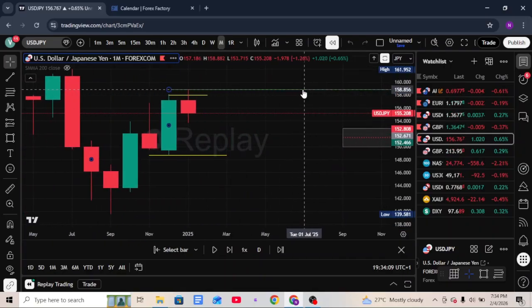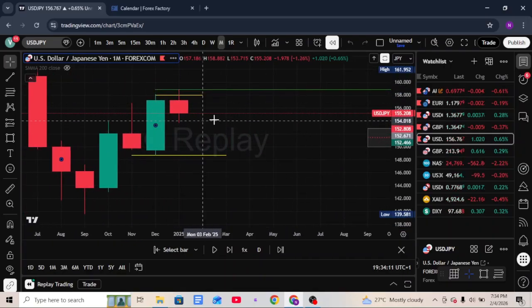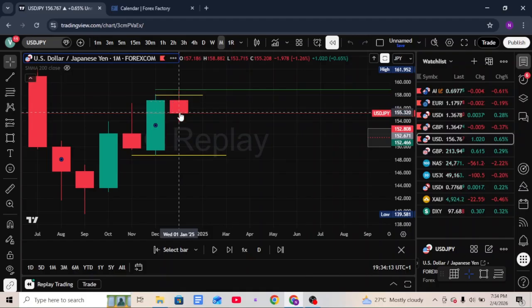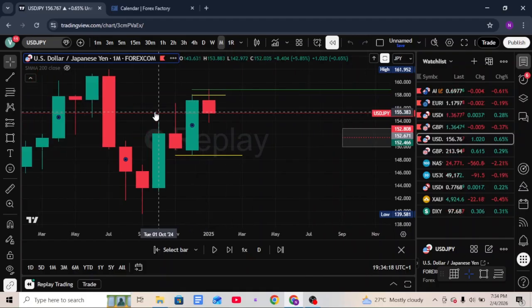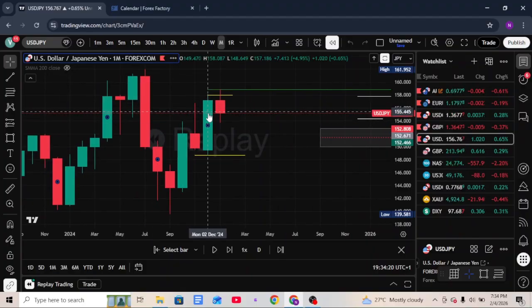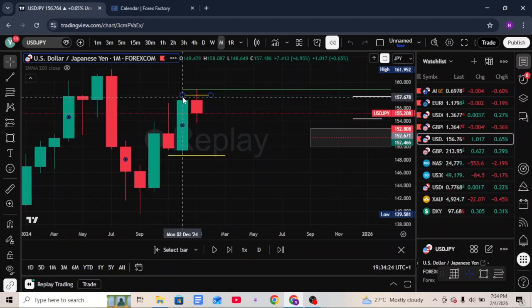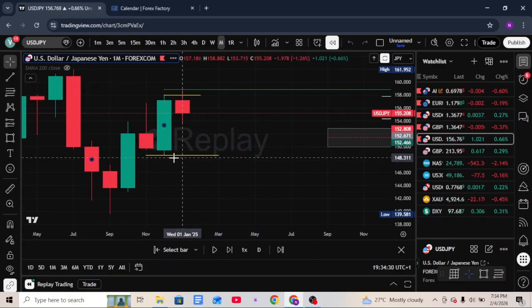Now, what do you do when you see this? This was January that took out December high. Are you following this? This candle is December. January took out December high, closed back into the range. What do I want to see? I want to see the market come to this level.